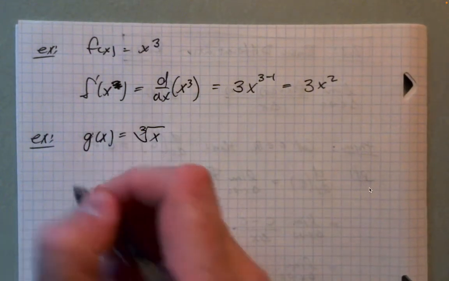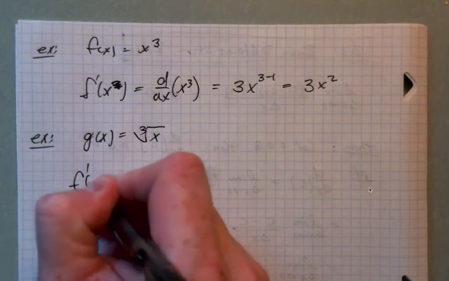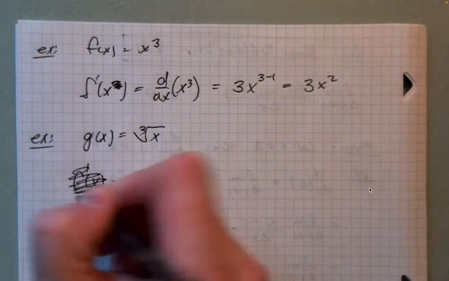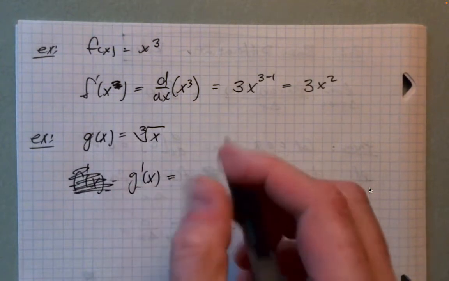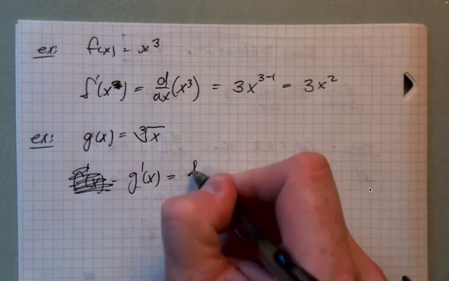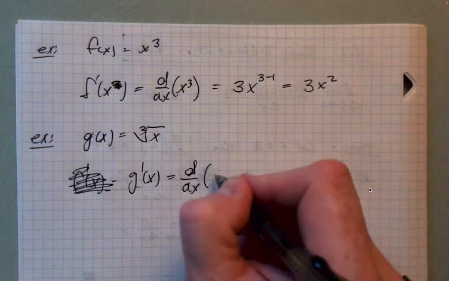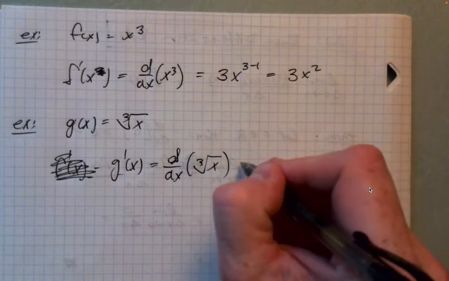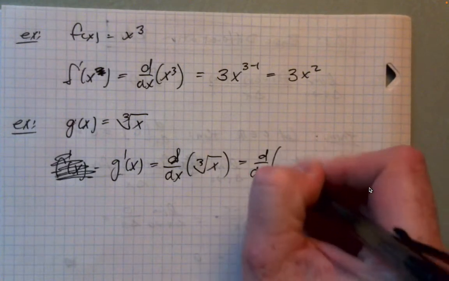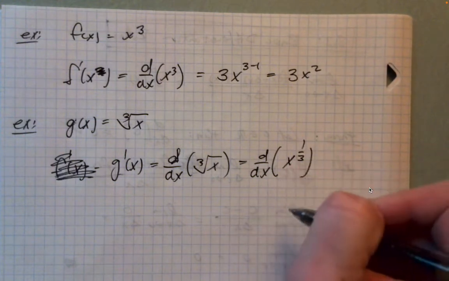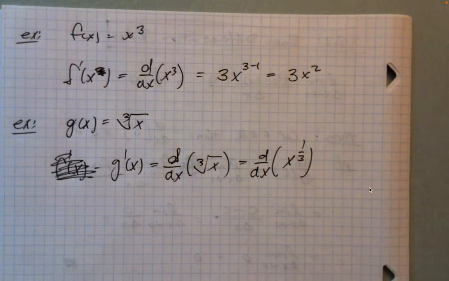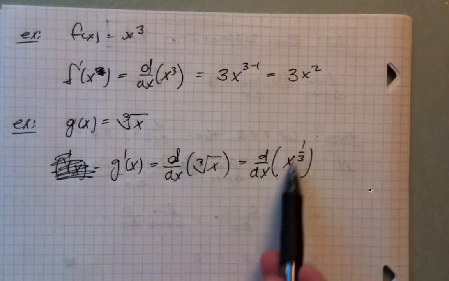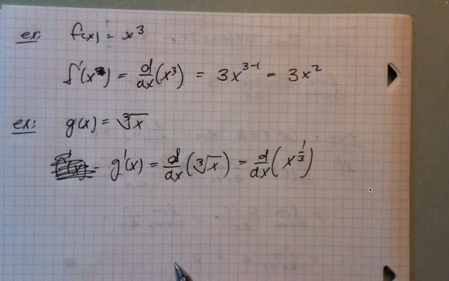Okay, so something to note here is that g prime of x is equal to d dx of the cube root of x, right? Now, another way to think about the cube root of x is that it is x to the 1/3 power. If you weren't aware of that, dig open your pre-calc book and make sure that you understand that. But the cube root is the same as the 1/3 exponent.